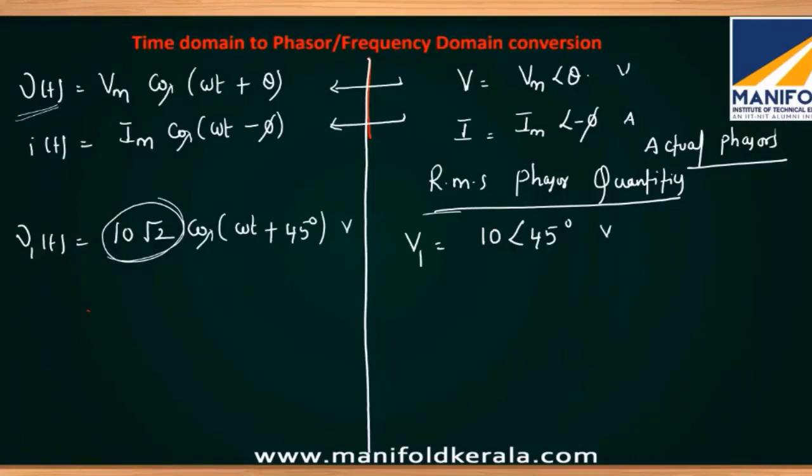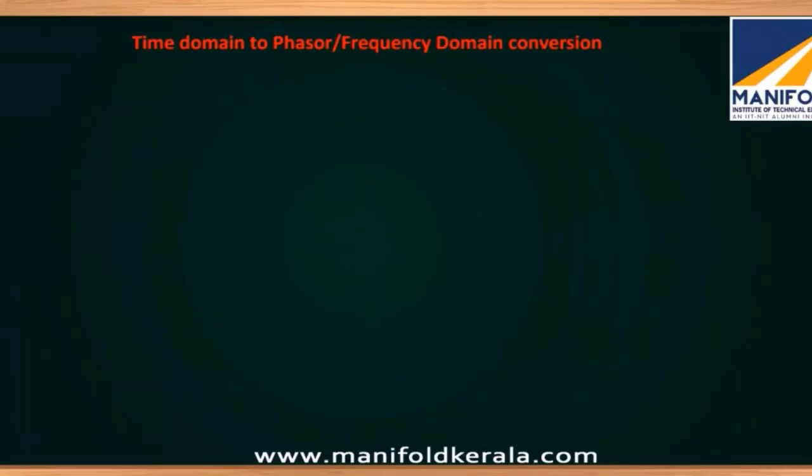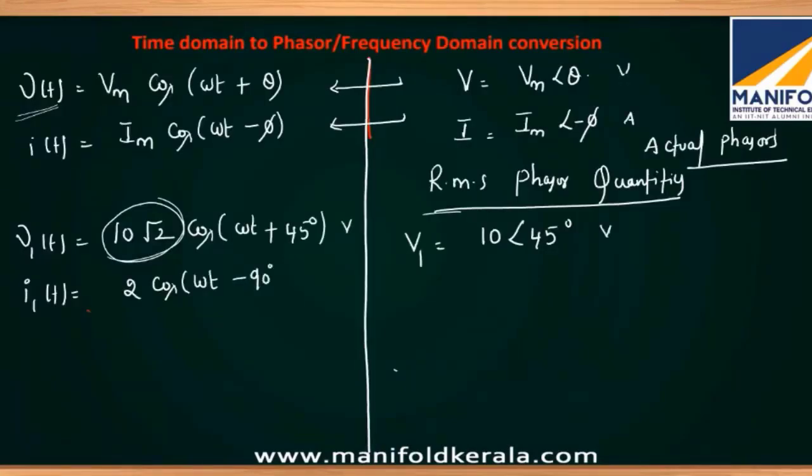Now the second example, let me take some current. i1(t) = 2 cos(omega t minus 90 degrees), so many ampere. Here it will become I1 = root 2, because we have to divide the magnitude by root 2, so it becomes root 2 at an angle minus 90 degrees, so many ampere. Now I have a third one.